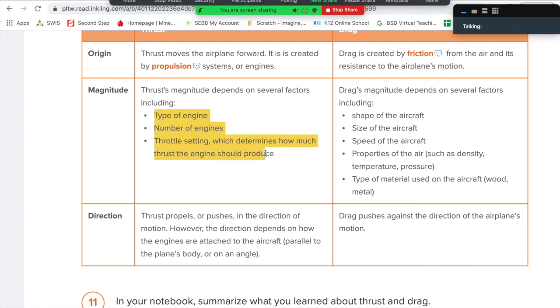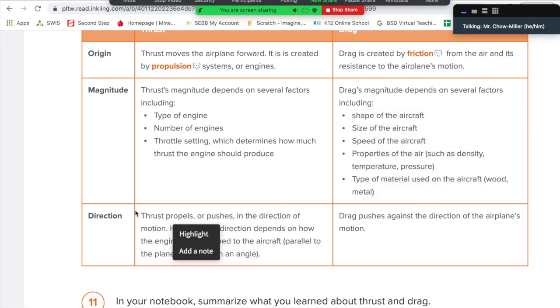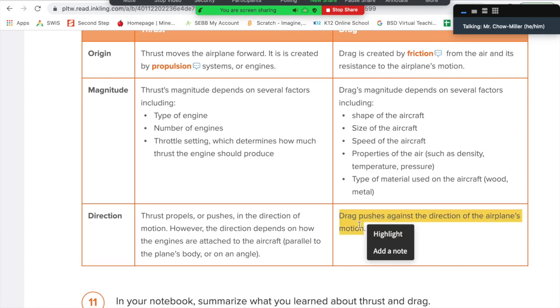The magnitude of thrust depends on the type of engine, the number of engines, and how much gas you're burning in those engines, which is called the throttle. And drag includes the shape and size of the aircraft, the speed of the aircraft, and properties of the air. So your drag is different if you're in a storm than it is on a clear day where there's no rain or anything about, right? So there's a lot of different stuff happening there. The direction: thrust propels or pushes in the direction of motion, and that direction depends on how the engines are attached to the aircraft. Drag pushes against the direction of the airplane's motion.